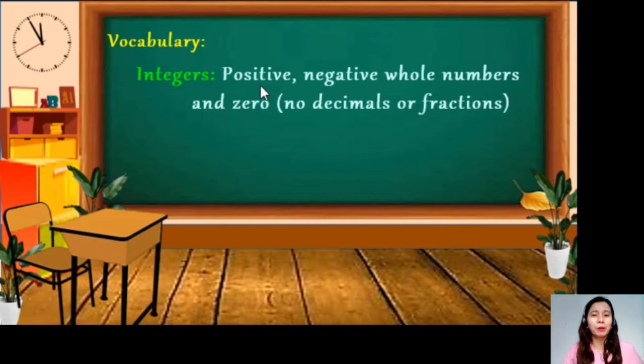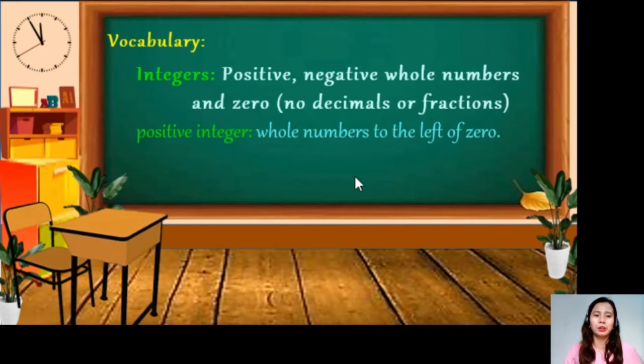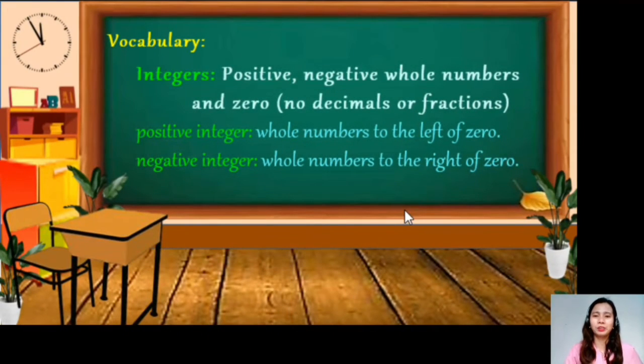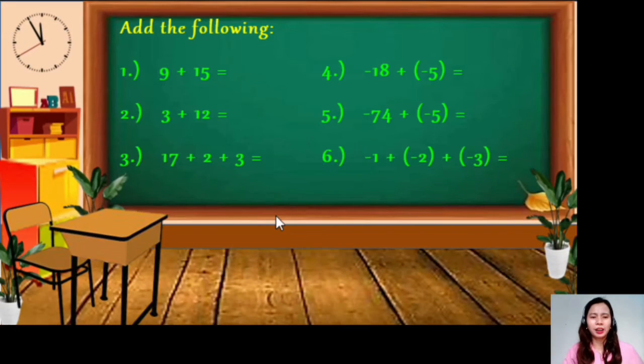When we say integers, these are positive, negative, whole numbers, and zero. Remember, there are no decimals or fractions. They are whole numbers. Positive integers are whole numbers to the right of 0, and negative integers are whole numbers to the left of 0, if we are facing the number line. Get a scratch paper, I'll give you 10 seconds to answer this.